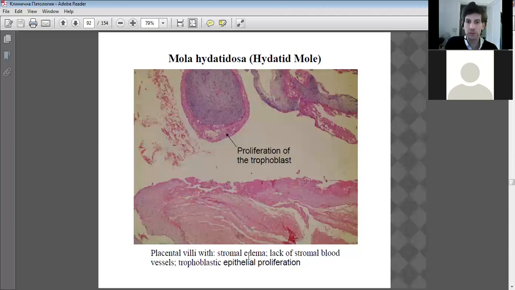Stromal edema, lack of stromal blood vessels. Edema is the accumulation of fluid, yes. You can see some edema here. In that center, there's no blood vessels. Whereas in this section, you can see lots of blood vessels.